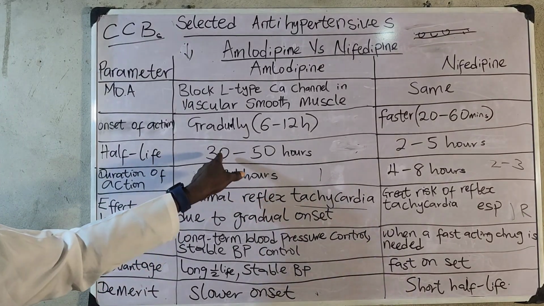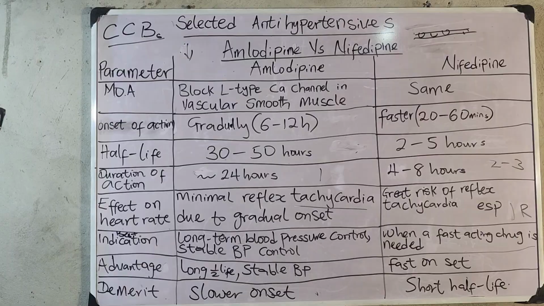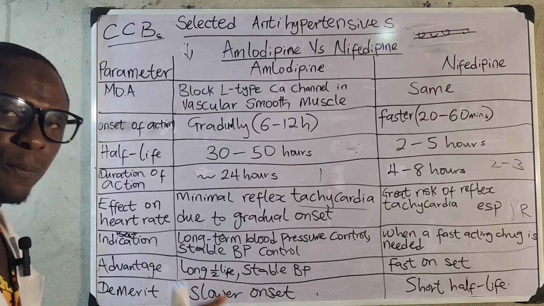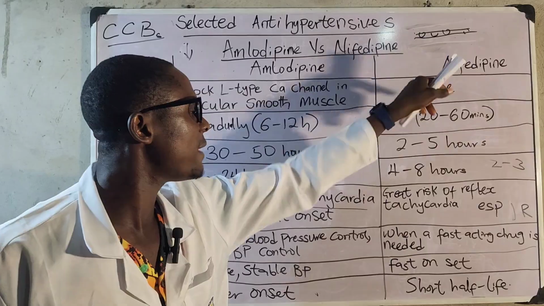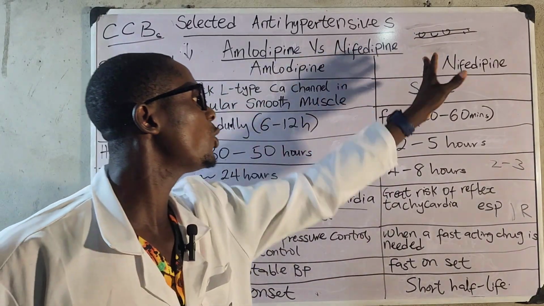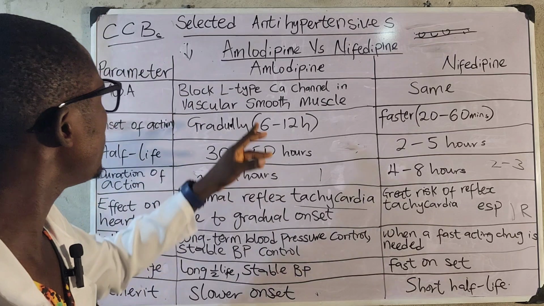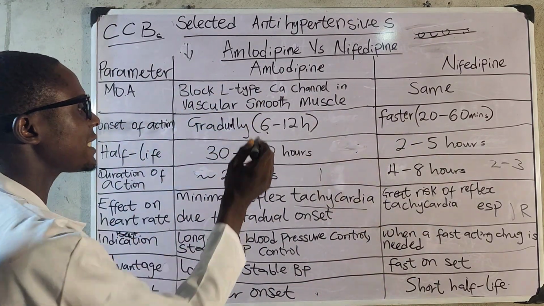The half-life is about 30 to 50 hours, and it has stable BP control. It gives a stable BP. However, the advantage of nifedipine is the fast onset. In case of emergency, you introduce nifedipine. You don't keep amlodipine, something that will stay up to 6 hours before you start seeing its effect.